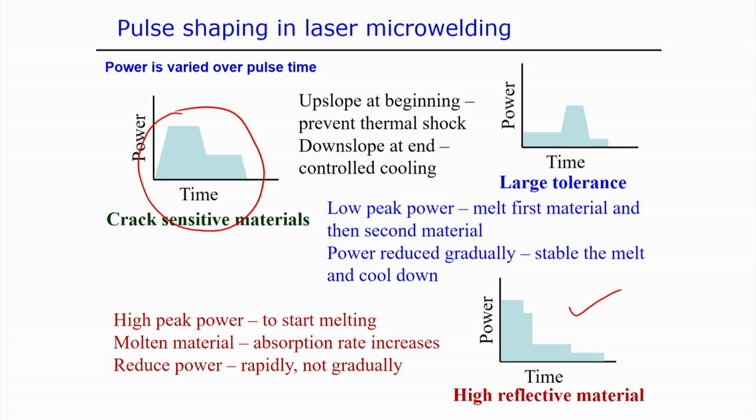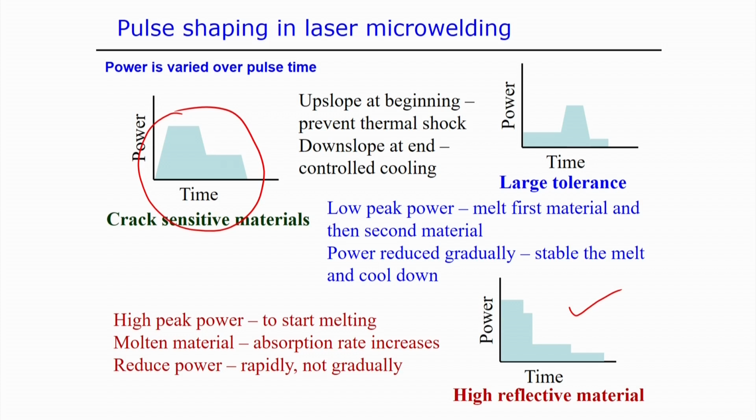And finally, reducing the power rapidly, but not gradually, actually helps in the welding of highly reflective material. So, in this case, first we use very high power, then gradually reduce it, but we can also reduce the power rapidly and then gradually reduce the magnitude of the laser power.